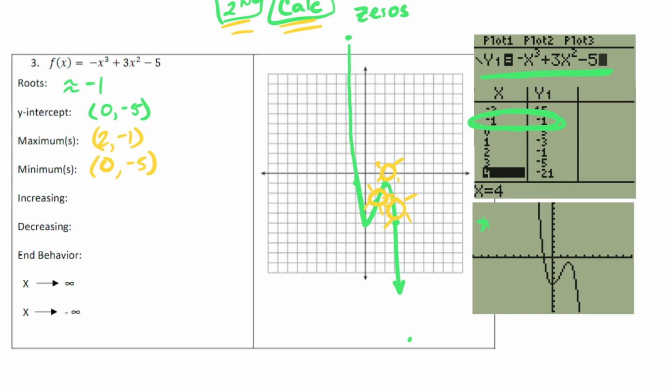You can never go wrong with naming it with an ordered pair. You technically could have said the maximum was -1. You technically could say the minimum was -5. But when you give the ordered pair.